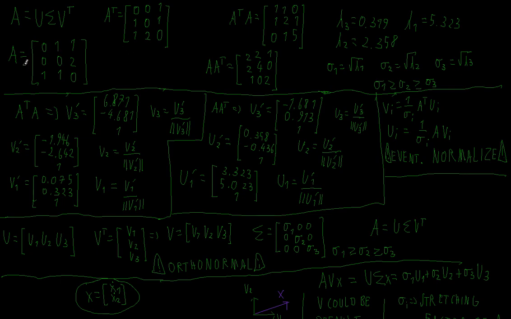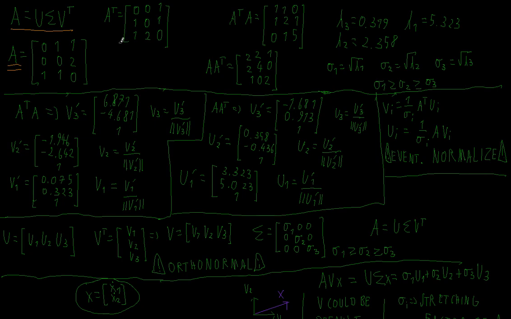So I have the 3x3 matrix A: 0 0 1, 1 0 1, 1 2 1, 1 2 0, sorry, and I want to do a singular value decomposition of it. So A is equal to U sigma V transpose, where U and V are orthonormal, and sigma, this capital sigma matrix, contains the singular values.